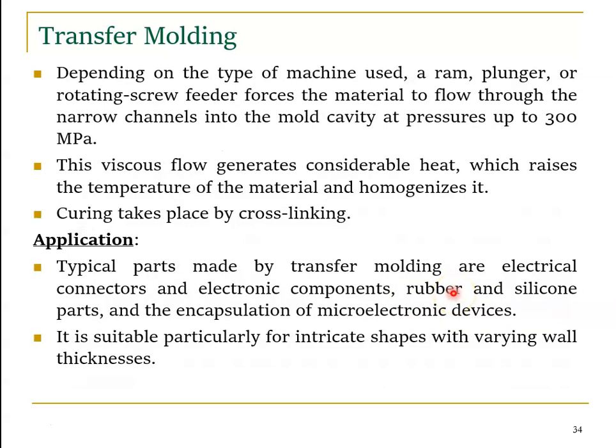Depending on the type of machine used, a ram, plunger or rotating screw feeder forces material through narrow channels into the mold cavity at pressures up to 300 megapascal. The viscous flow generates considerable heat, which raises the temperature of the material and homogenizes it. So we can get a homogeneous mixture. The curing takes place by cross-linking.